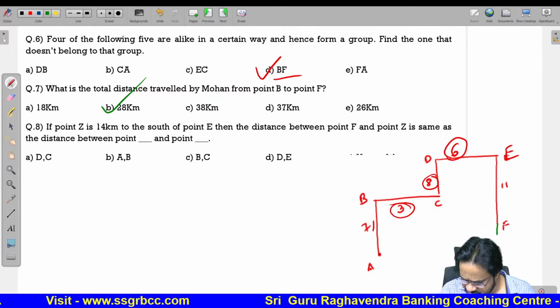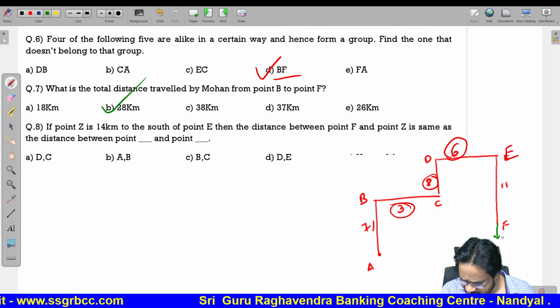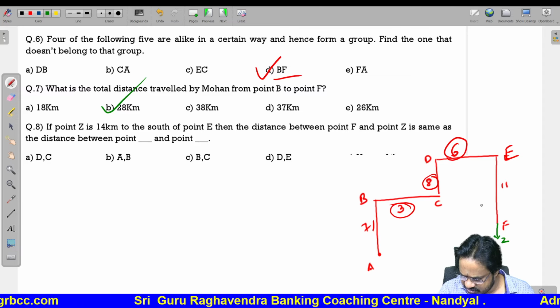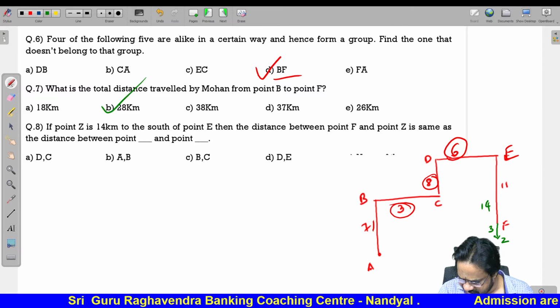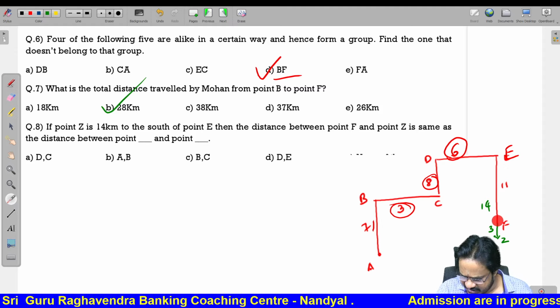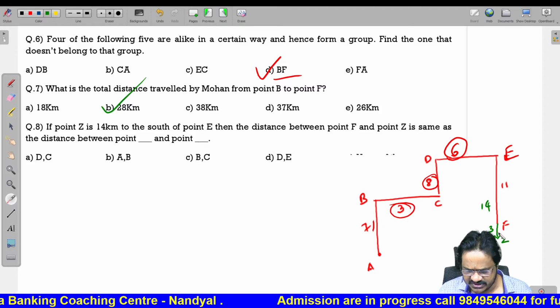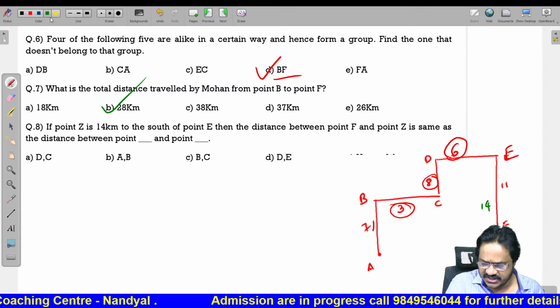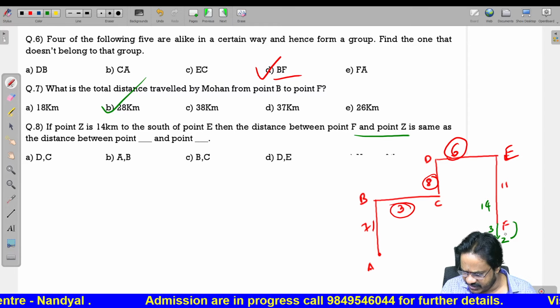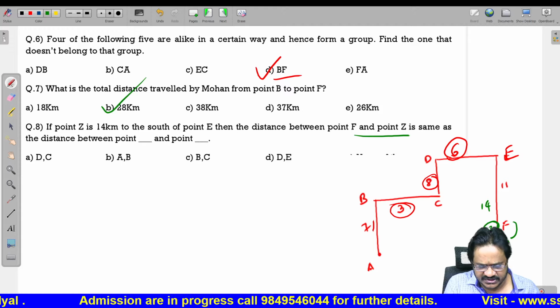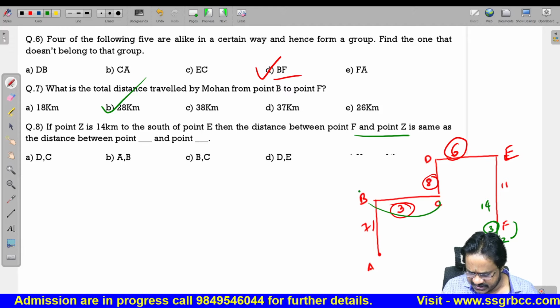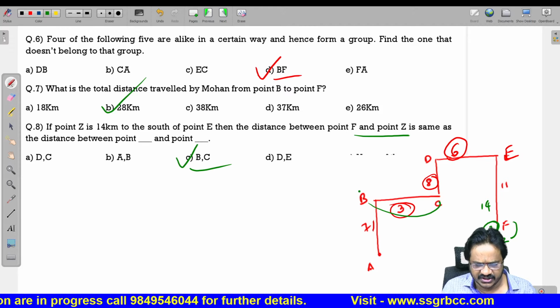If Z is 14 kilometers to the south of E, now just draw one point. Here you write down Z. So total 14. So this is 3. Why? Because until here it is 11. This is 3. So 11 plus 3, 14. E south Z 14. Then the distance between F and Z is 3, the same as between B and C. Between B and C also there are 3 kilometers.